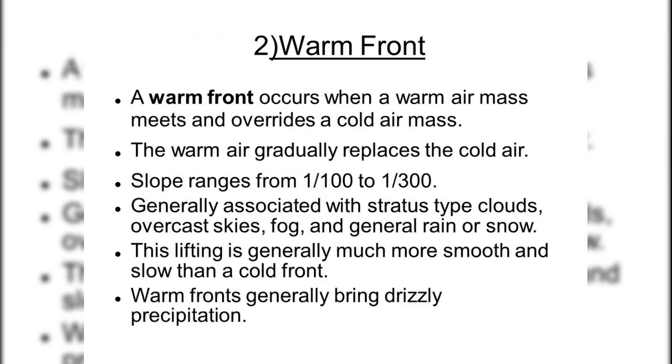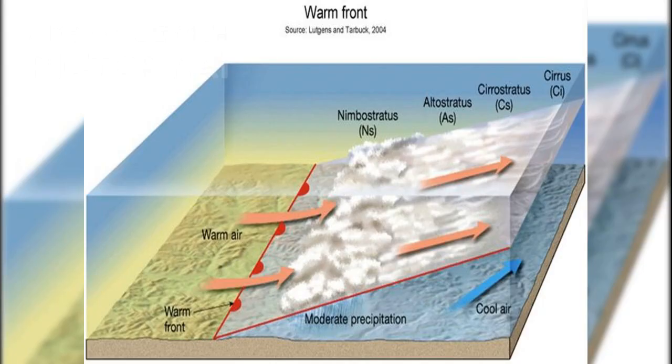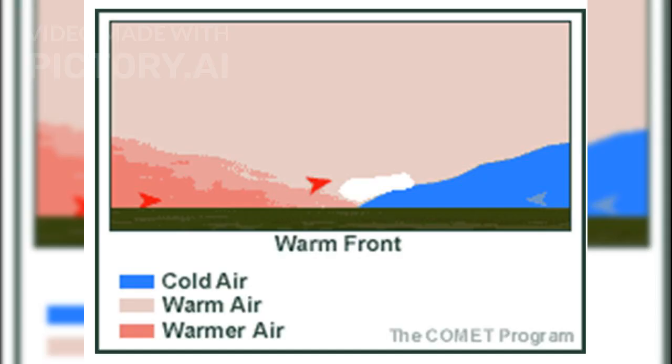A warm front occurs when a warm air mass overrides a cold air mass, gradually replacing it. This process is associated with stratus clouds, overcast skies, and steady precipitation. This diagram shows the structure of a warm front, where warm air slides over the cold air, leading to cloud formation and moderate precipitation. Here is another illustration of a warm front, highlighting the interaction between warm and cold air masses and the resulting weather patterns.